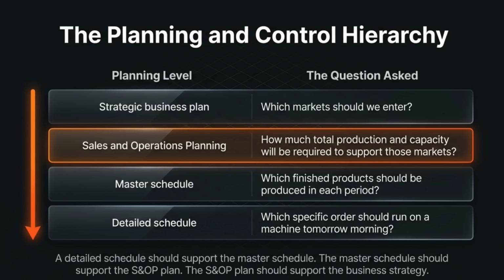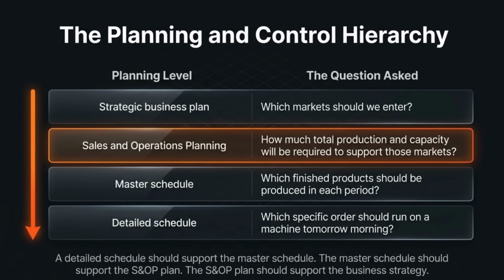The strategic plan may ask, which markets should we enter? S&OP may ask, how much total production and capacity will be required to support those markets? The master schedule may ask, which finished products should be produced in each period? The detailed schedule may ask, which specific order should run on a machine tomorrow morning?